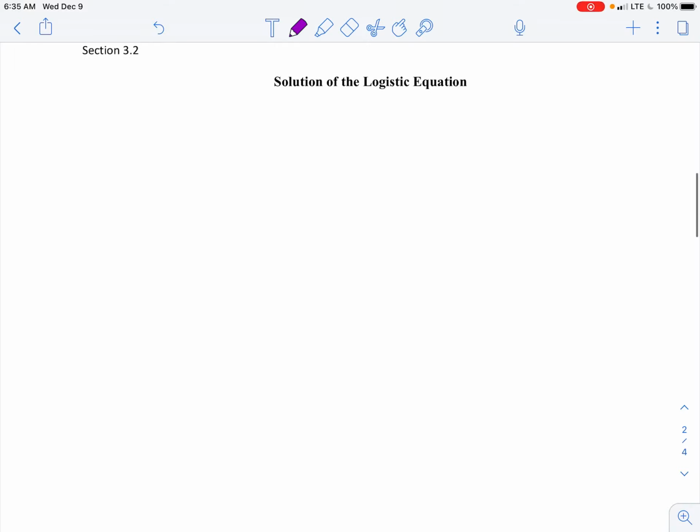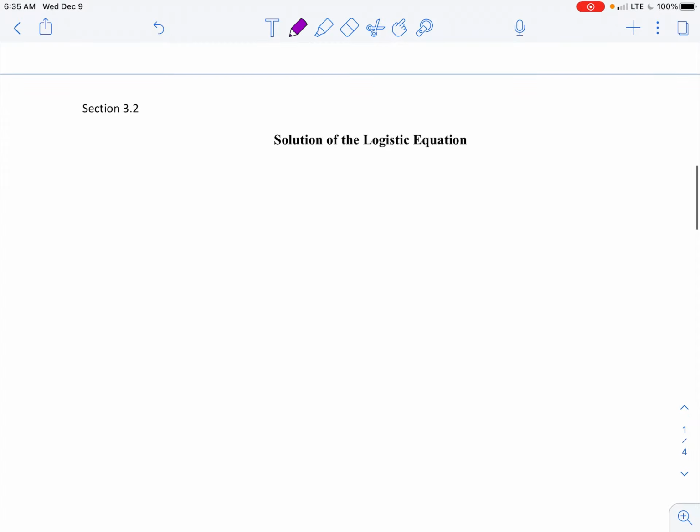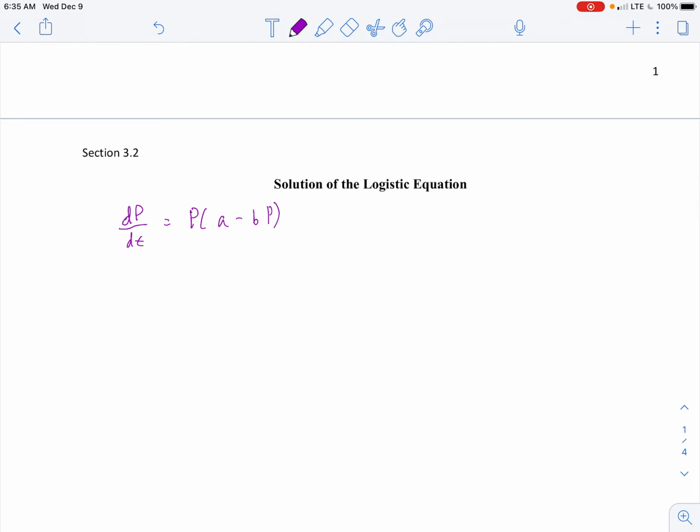Alright, so let's solve the logistic equation. So we have dp over dt is equal to p times (a minus bp). Correct. Alright, so let's go ahead and solve.